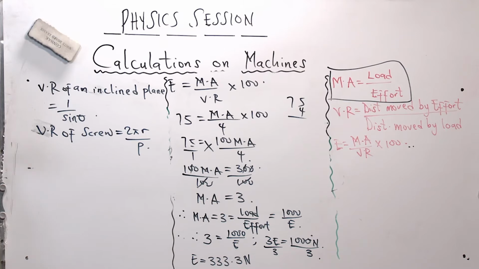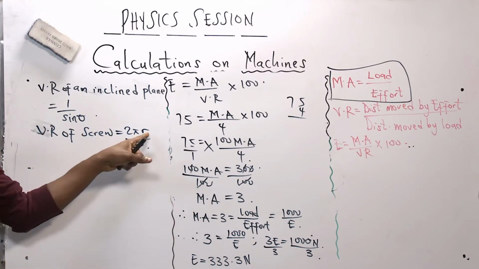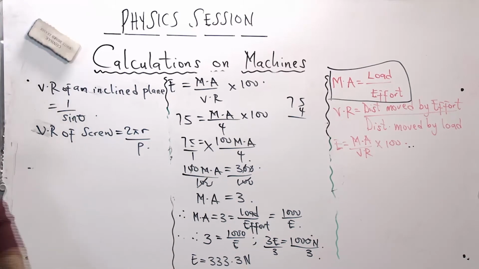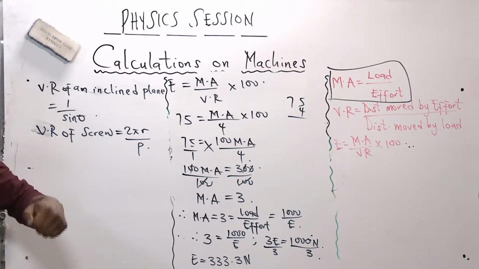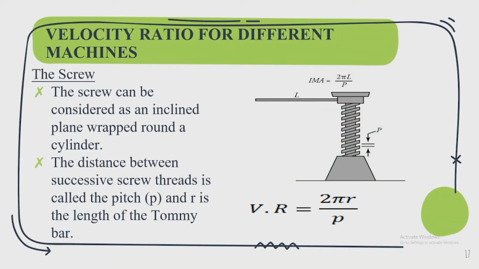On the image on the screen, you can see the P there. The P is the distance between successive threads, while R is the length of the tommy bar, which can be a spanner that is used in tightening the screw. So that is for a screw.